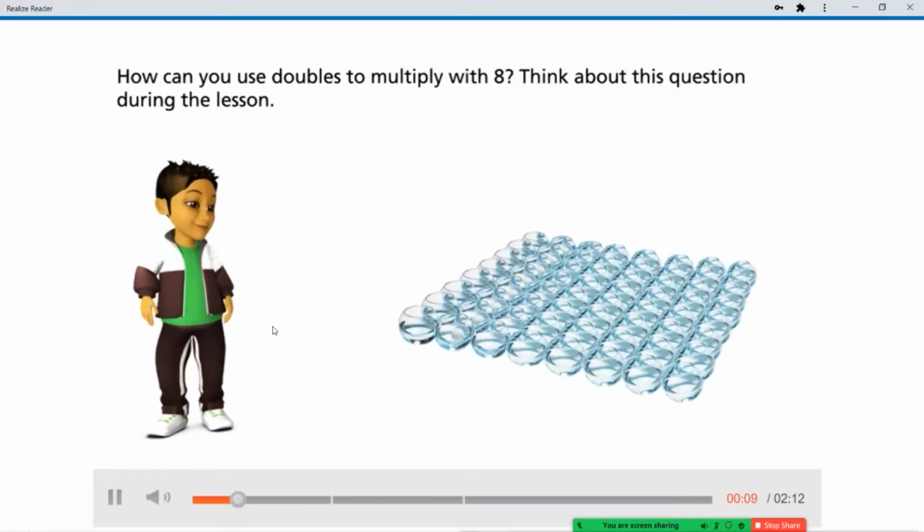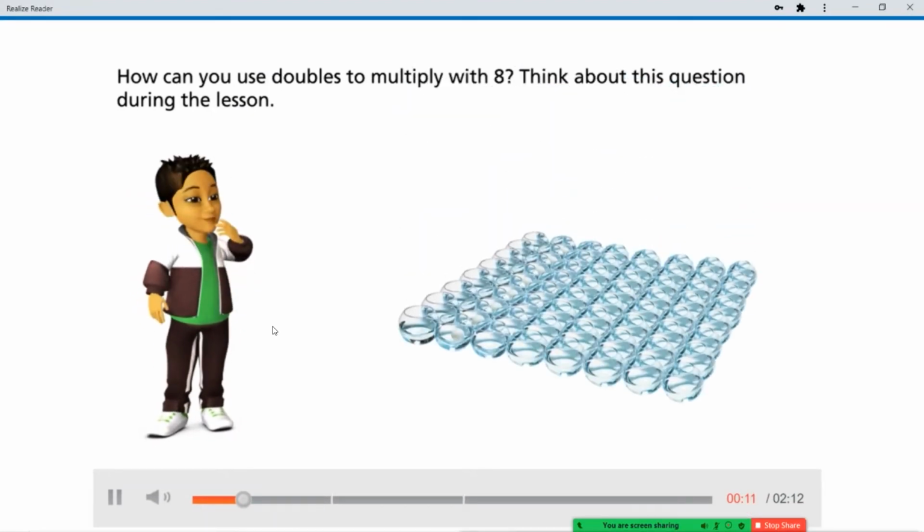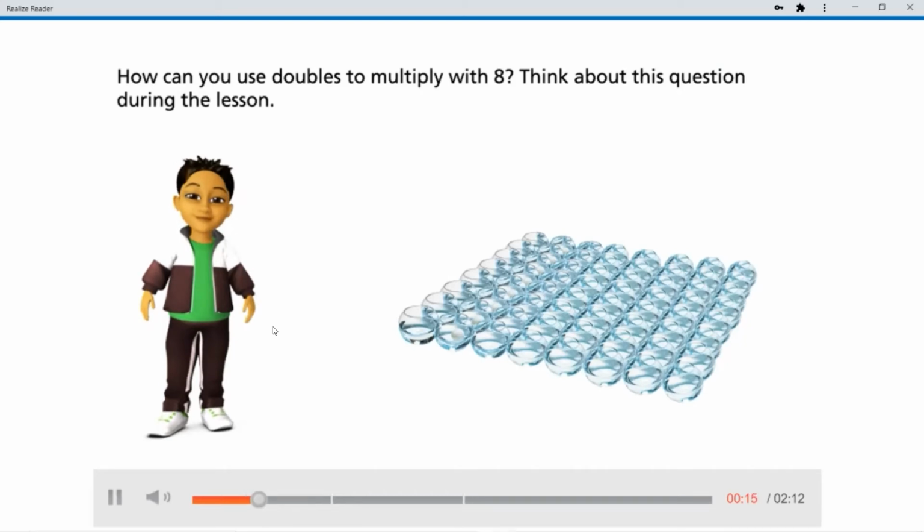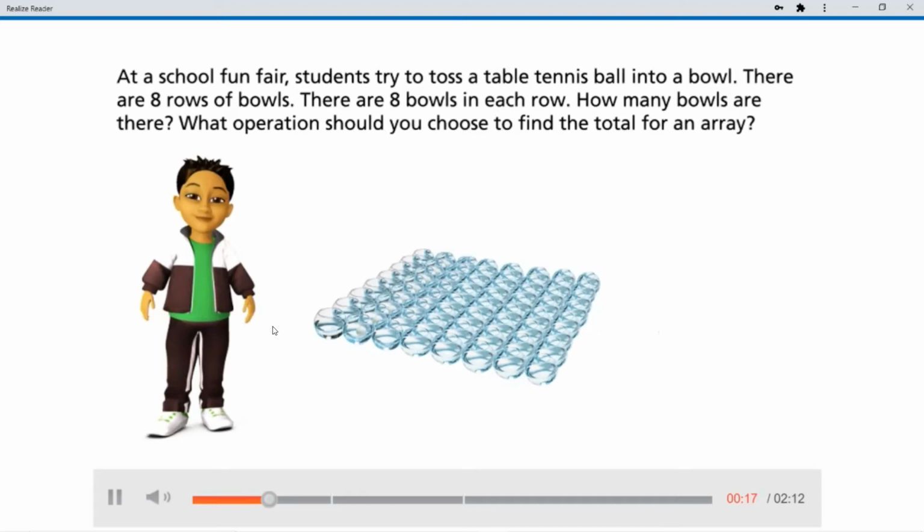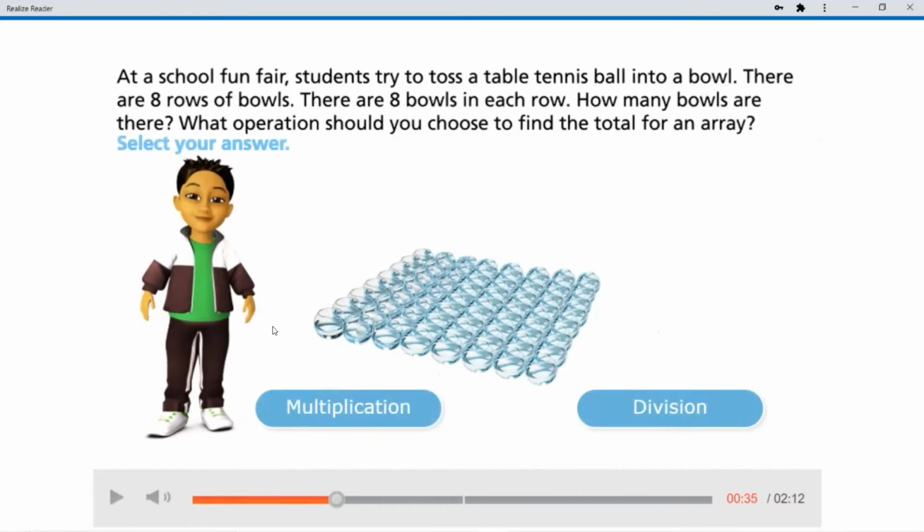How can you use doubles to multiply with 8? Think about this question during the lesson. At a school fun fair, students try to toss a table tennis ball into a bowl. There are 8 rows of bowls. There are 8 bowls in each row. How many bowls are there? What operation should you choose to find the total for an array? Select your answer.